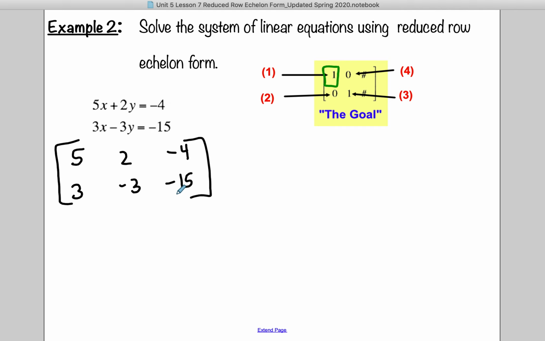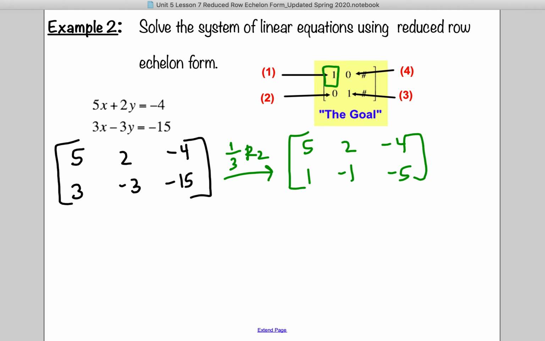So what I'm going to do is take that row 2 and divide it by 3. What's the same as dividing by 3? Multiplying by 1/3. So I'm going to do 1/3 of row 2 to start out. 5, 2, negative 4, and then 1/3. So 3 divided by 3 is 1, negative 3 divided by 3 is negative 1, and negative 15 divided by 3 is negative 5.